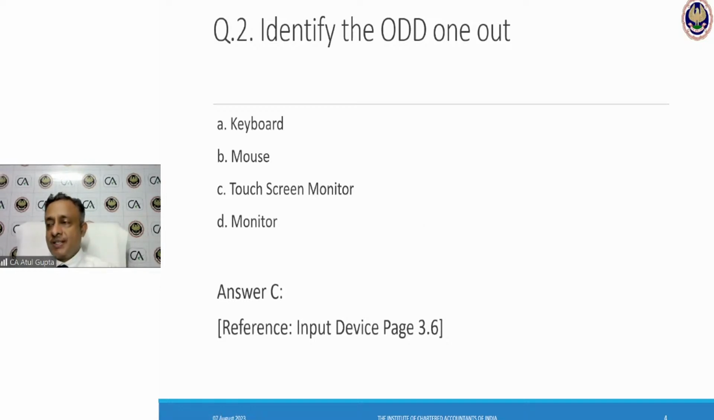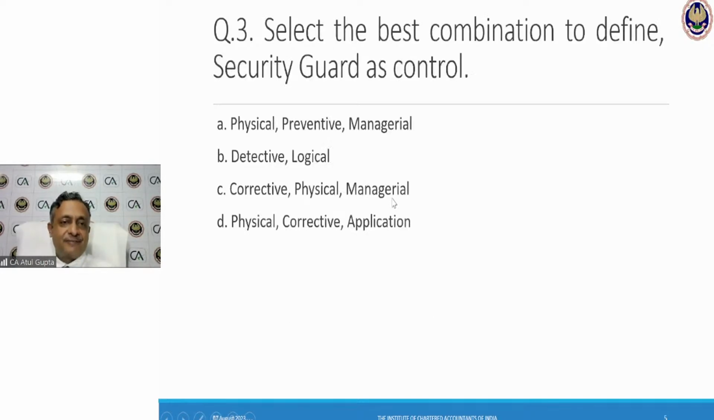Keyboard and mouse are pure input devices. Monitor is pure output. Touch screen monitor has both the characters. So that is the trick in the questions.